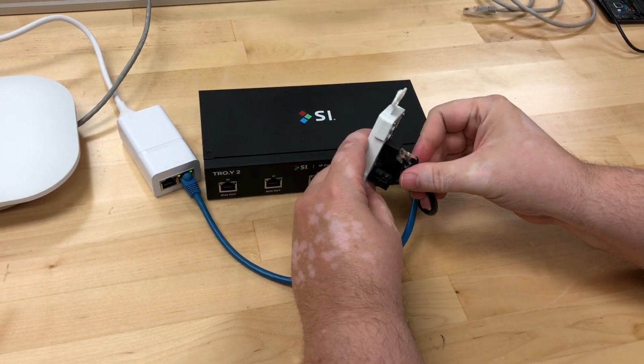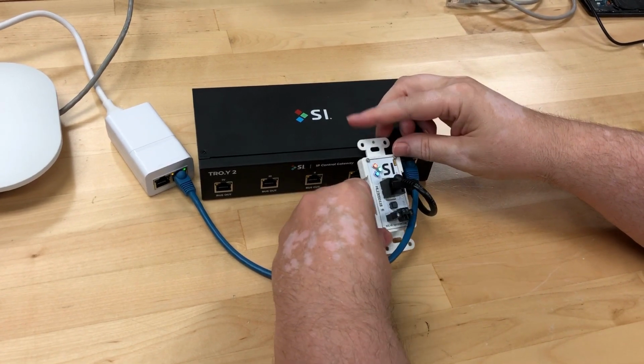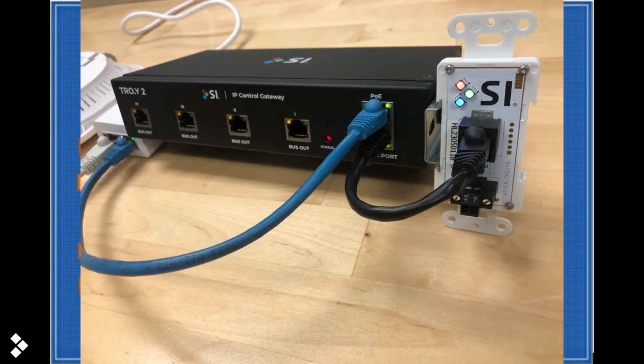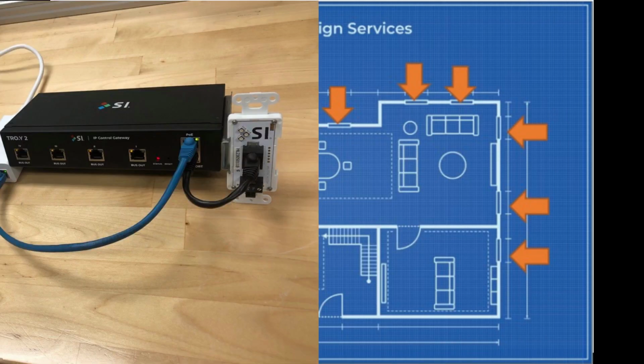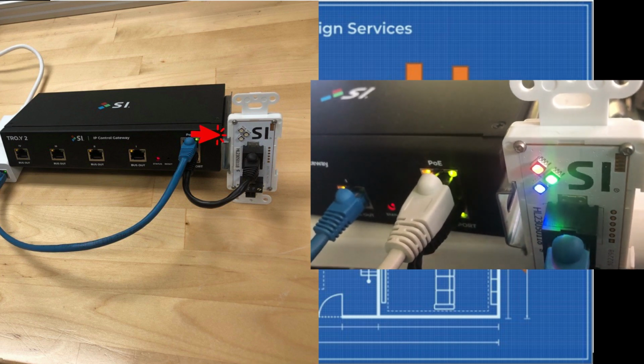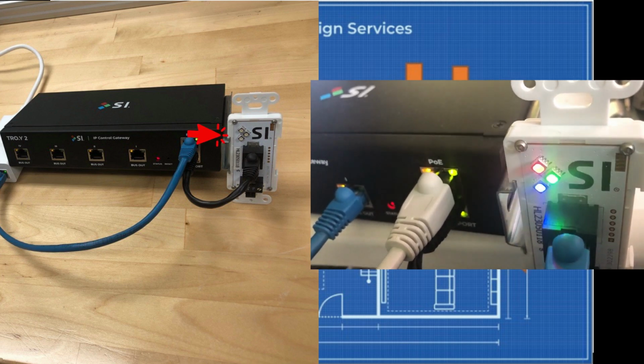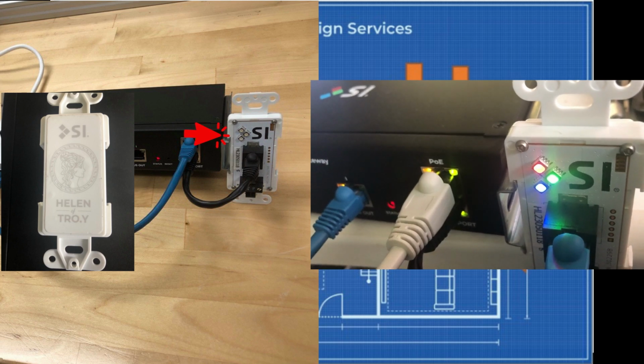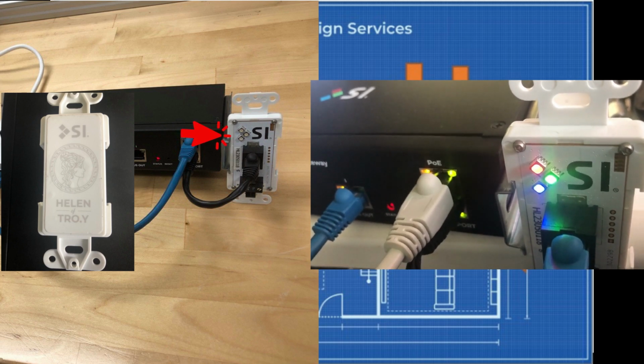SI pre-configures the Zigbee coordinator Helen and the IP gateway Troy at the factory. So once you've made this connection, you should see the 3 LEDs on Helen light up and stay solid. If the LEDs are not on, or are on but are flashing on and off, ensure the Helen you have connected is the pre-programmed coordinator. When SI pre-programs the coordinator, we place a Helen of Troy label on the face of the Helen.